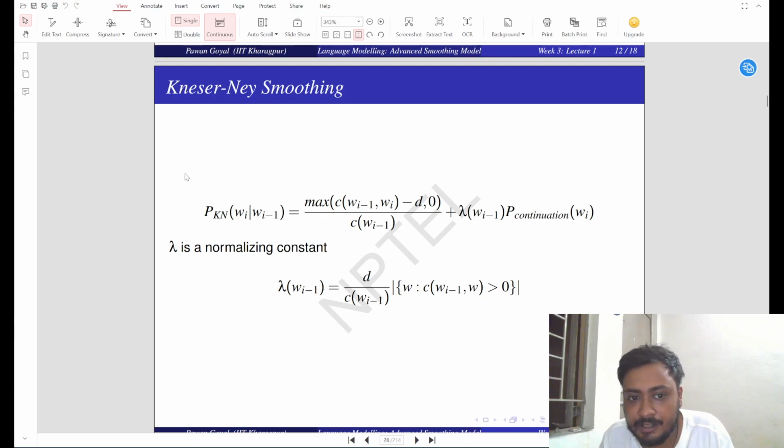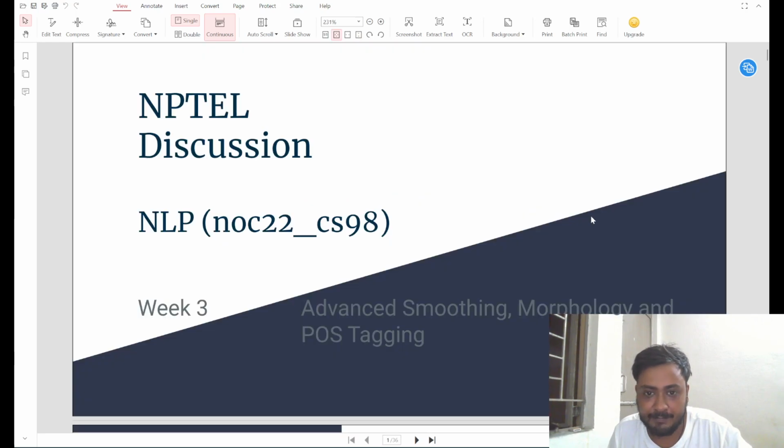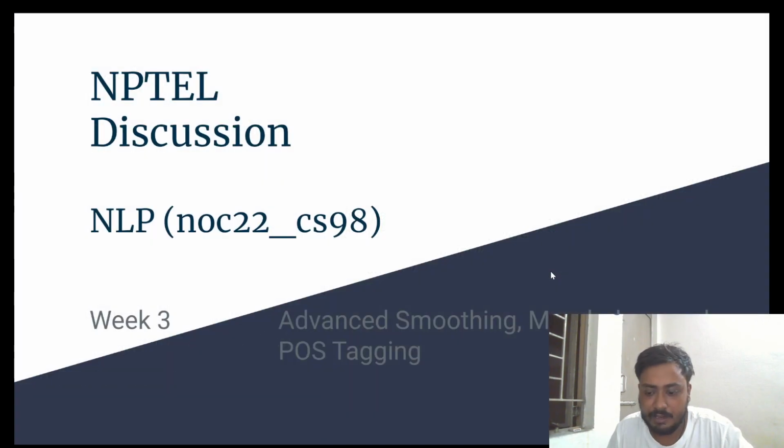Okay, so this is the slide for Kneser-Ney. Now when you have a look at this, you might find that it looks very intimidating. So instead of getting intimidated, let's walk through these individual portions one by one. All right. So you are asked to find probability of Wi given Wi minus 1. And here is this big thing. So first, let's consider probability of continuation Wi. Okay. So I'll go straight there.